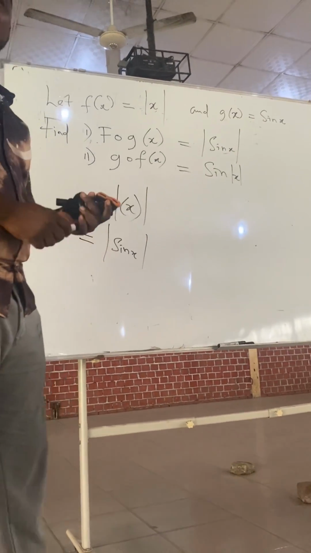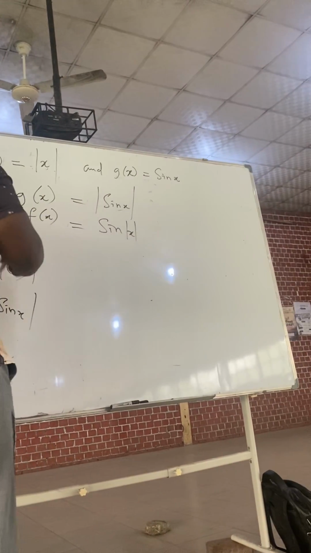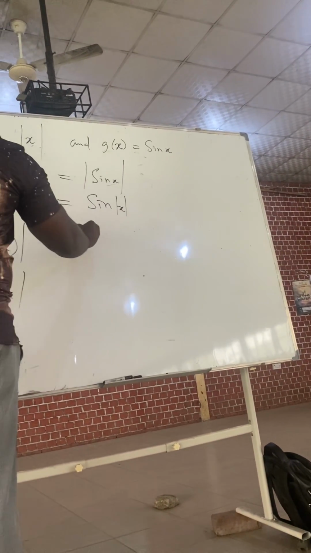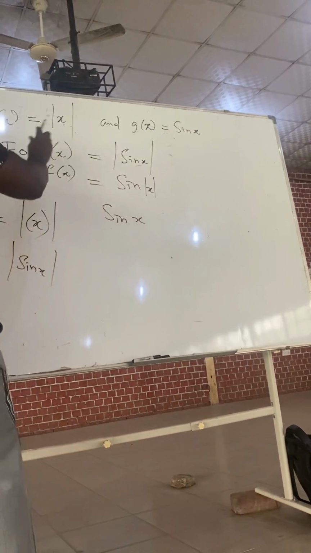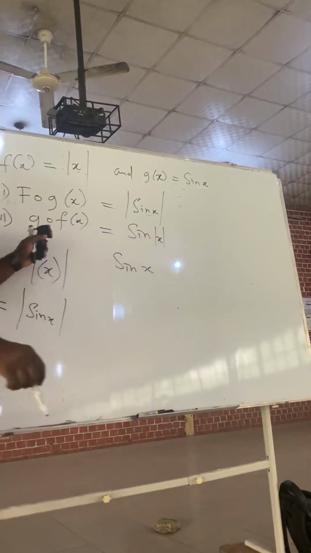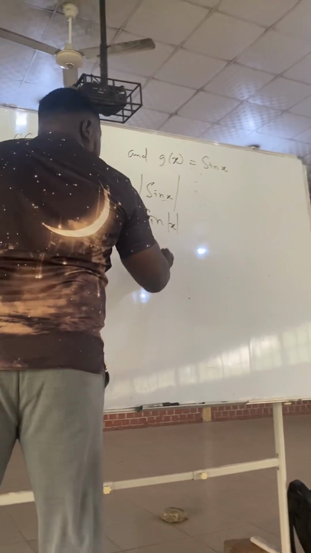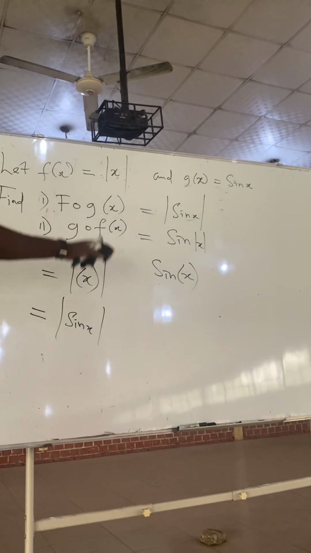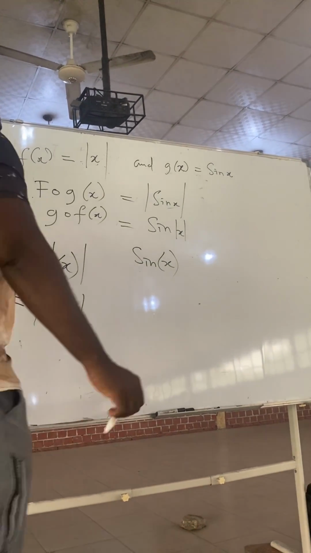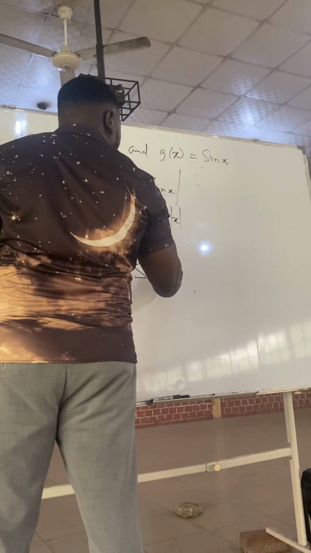g of f of x. Let's do the second one. g is primary, so write down your primary function. Primary function is sine. Now replace x with your secondary. Who is secondary now? Absolute value of x. So replace x here with absolute value of x: sine, absolute value of x.